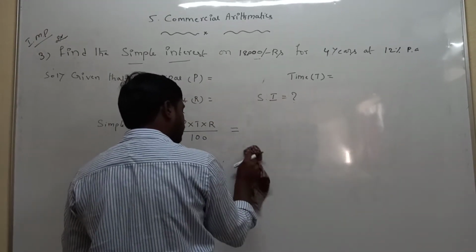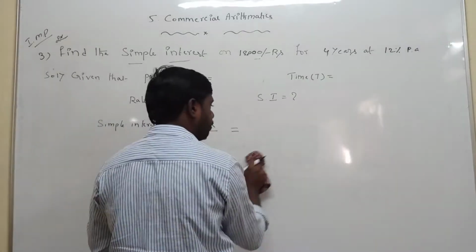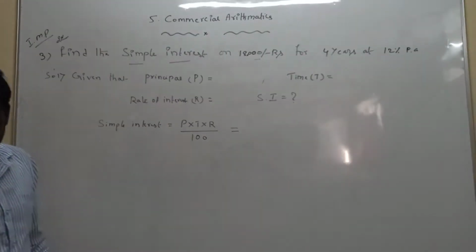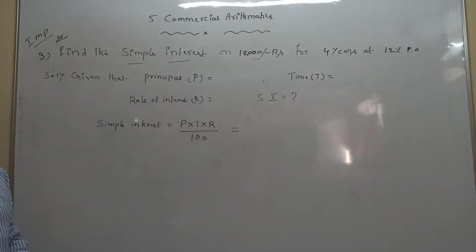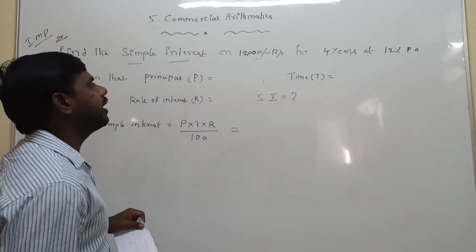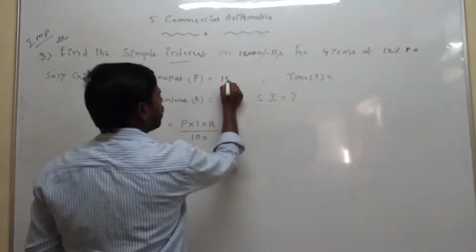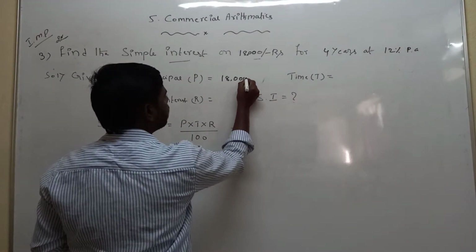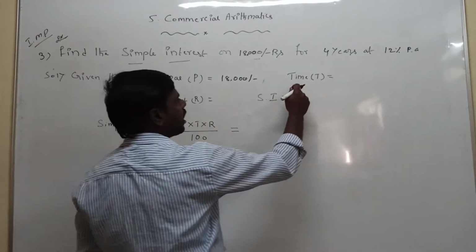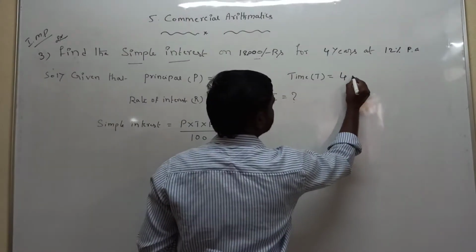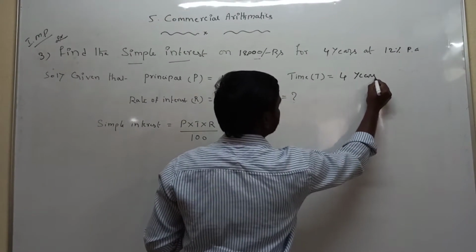See the third question, they have also given only to calculate simple interest. What is the principal amount they are given? 18,000 rupees. What is the time they are given? 4 years.